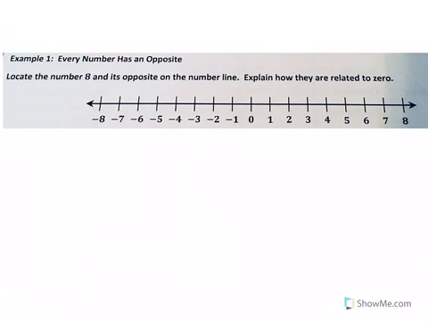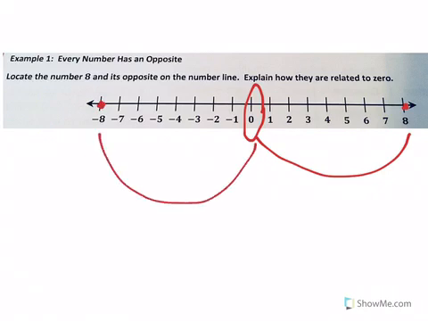A number has an opposite when it is the same distance away from 0 as another number. So for example, here it says locate the number 8 and its opposite on the number line. How are they related to 0? Well, 8 is right here. And before I get to the opposite, the relation to 0 is it is 8 away from 0, right? That's why it's number 8. Its opposite is negative 8. And negative 8 is also 8 away from 0. It's not negative 8 away from 0. They're just both 8 digits away from 0, right?